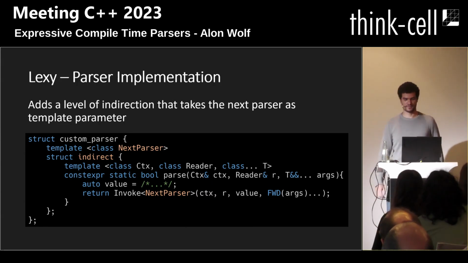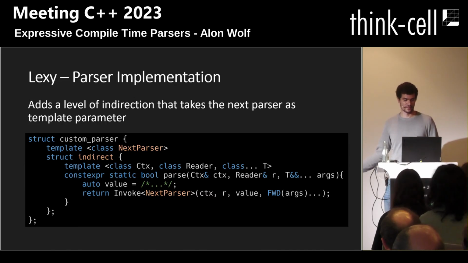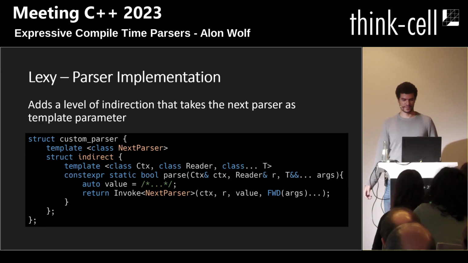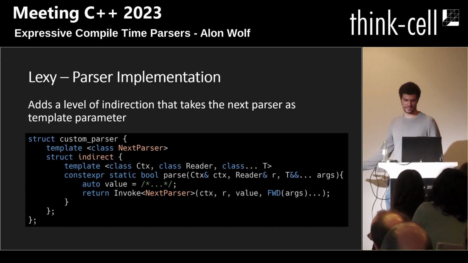Okay, this is how a typical parser in Lexy looks like. We have an outer struct with an inner constexpr parse function, similar to the outer struct with the inner apply meta function in Boost MetaParse. But this time we have between them another template struct called indirect that takes a next parser template parameter. The parse function can invoke the next parser with additional or modified arguments. This design decision solves the problem of dealing with different return types, such as optional, tuple, or variant. The results are simply passed to the next parser when we call it.